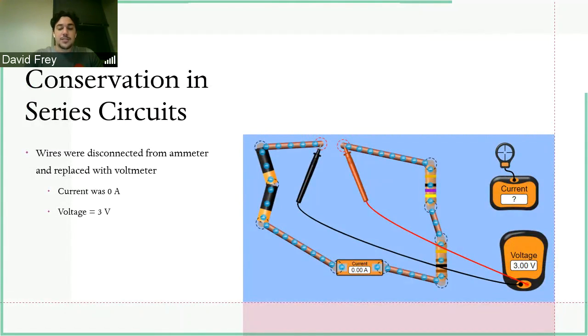Later on, we were asked to disconnect the wires from each other and replace them with a voltmeter. We put the voltmeter to measure the voltage difference across this severance, and we got 3 volts total. I'm not sure if I did this part right, because I think the current was supposed to say 0.02 amps still, but in this case it just says 0 because there's nothing connected in the circuitry.